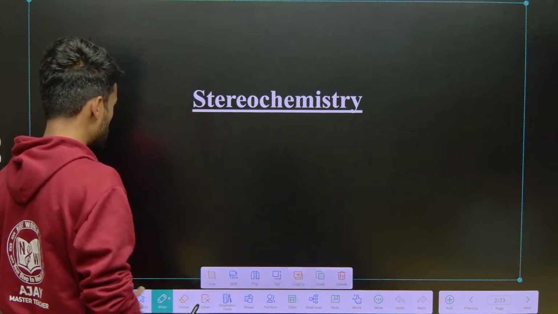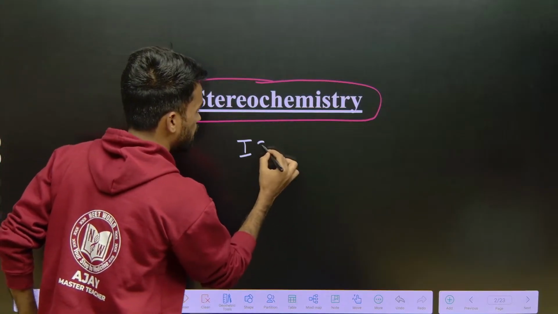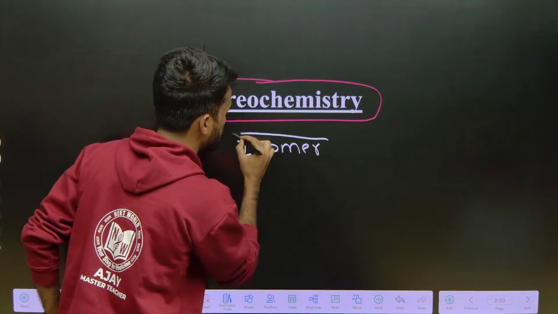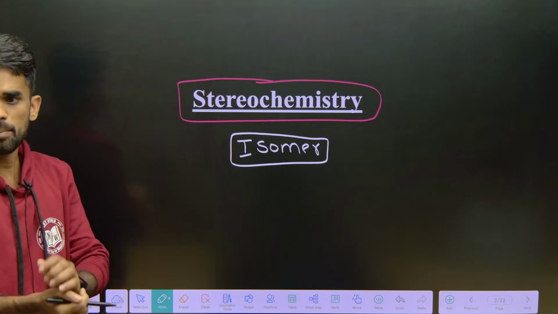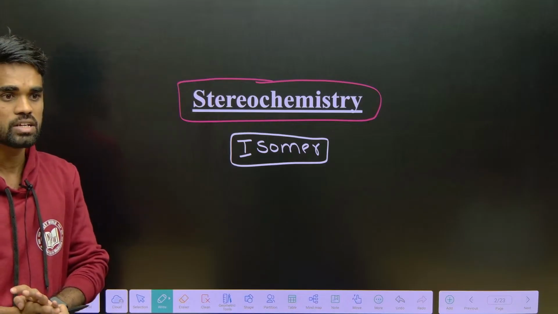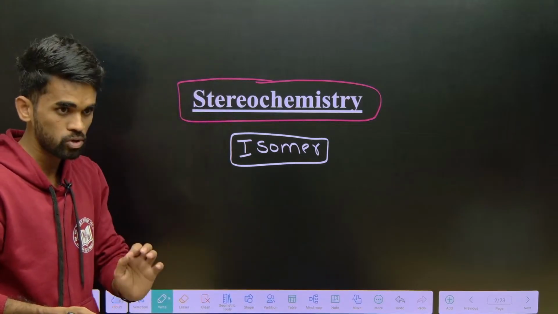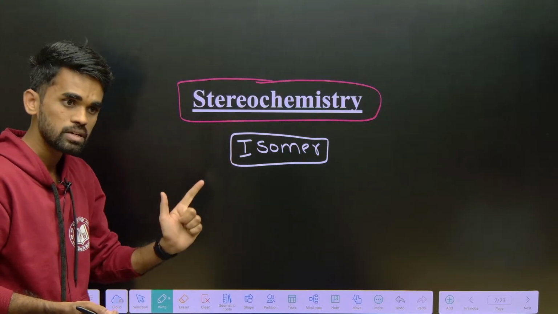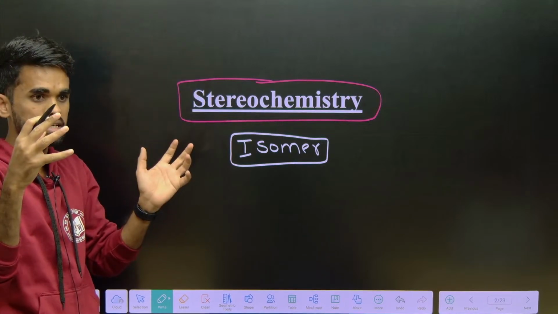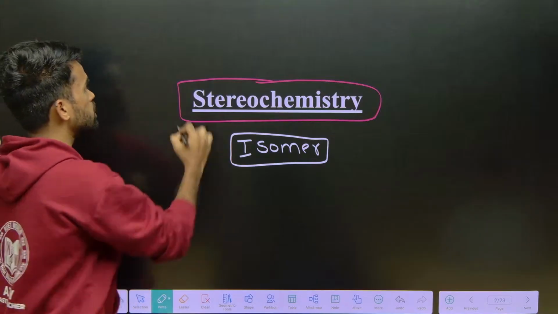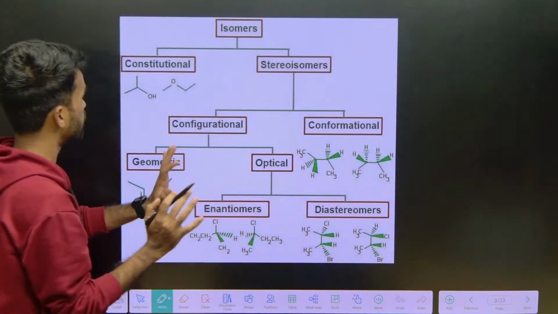First of all you need to understand the word stereochemistry. Basically you are much familiar with the term isomer. What do we mean by isomers? Compounds having the same molecular formula but differing in their structure, we call structural isomers. But there are some compounds having the same molecular formula and same structure, but they differ in the arrangement of atoms in three-dimensional space. Those isomers are called stereoisomers.